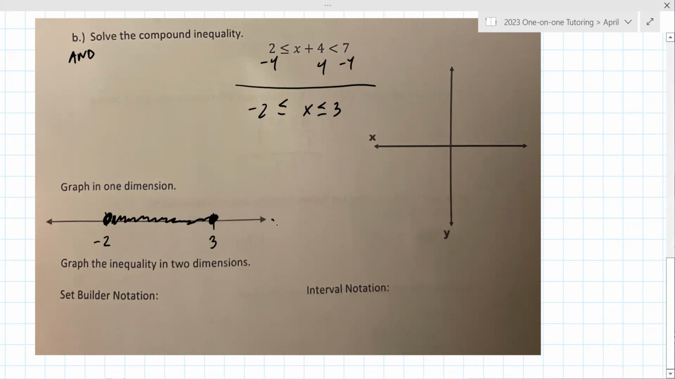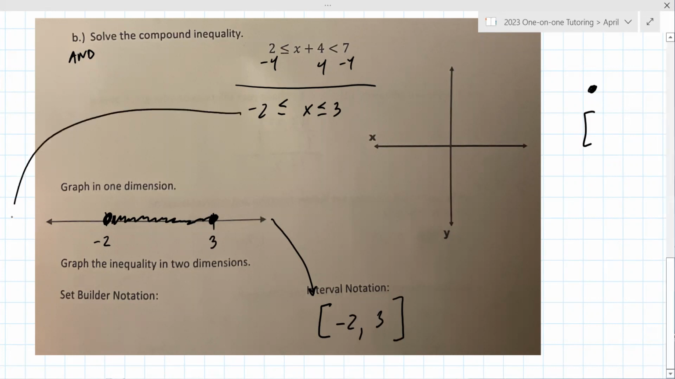I would do interval notation, I guess, from that one. Because it's filled in, you're going to use brackets this time. So it should be bracket -2 to 3, like that. Okay, yeah, that's what I wrote down. Now the set builder really comes from solving the inequality. So you have this preamble x such that x is an element of the real numbers, comma, and then you put the inequality right there.